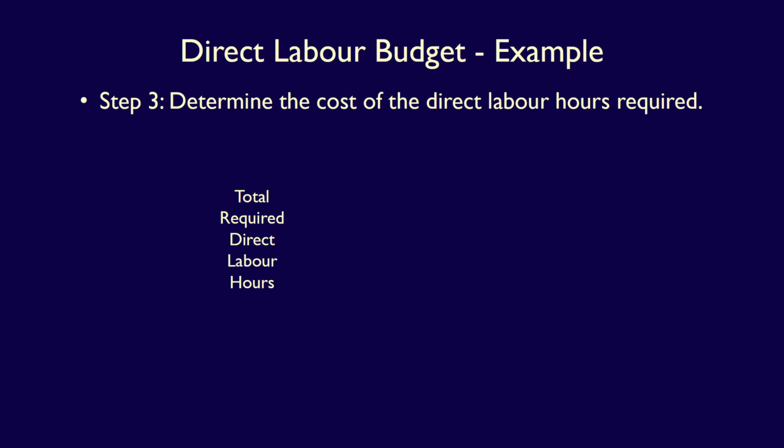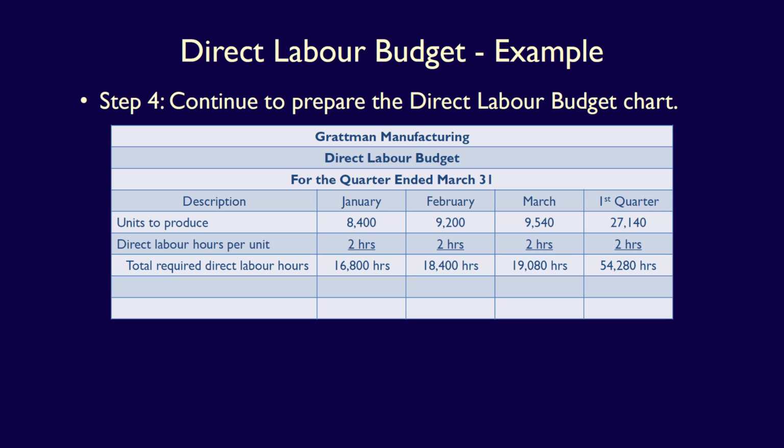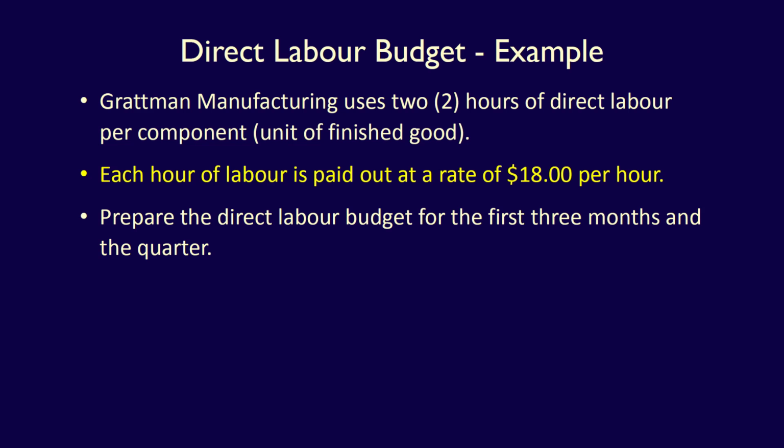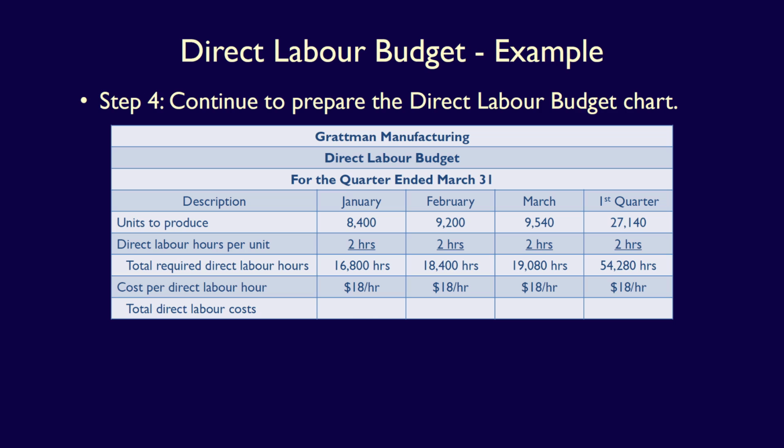The formula is total required direct labor hours multiplied by the cost per direct labor hour is equal to the total direct labor costs. We can now use this formula in step 4, which is to continue to prepare the direct labor budget chart. We'll fill in the last 2 rows with cost per direct labor hour and total direct labor costs. If we return to the question, we can see that the cost per direct labor hour is $18 per hour. We can therefore fill that in for every month and the first quarter, $18 per hour. And we can do the multiplication for all of the months and the first quarter.